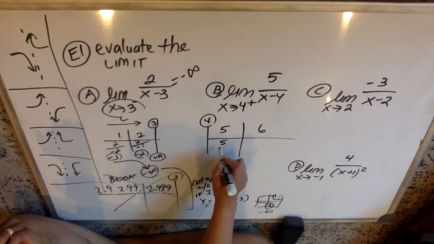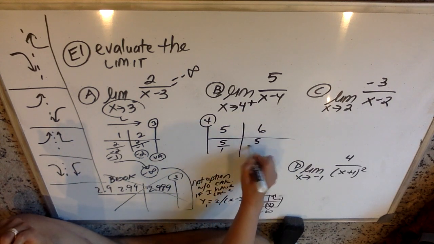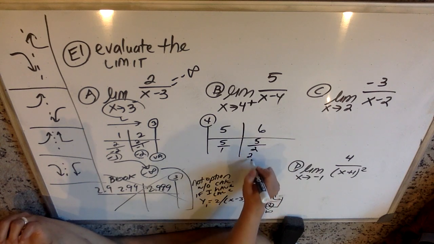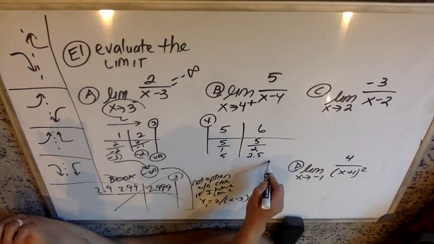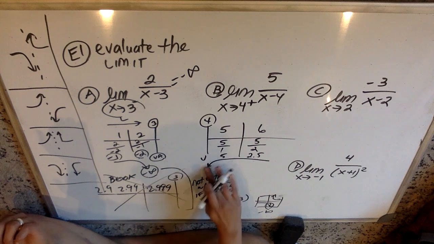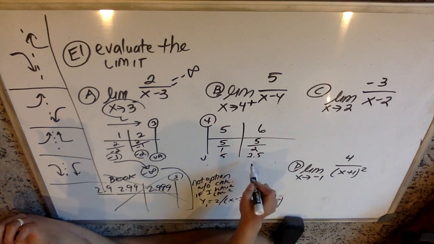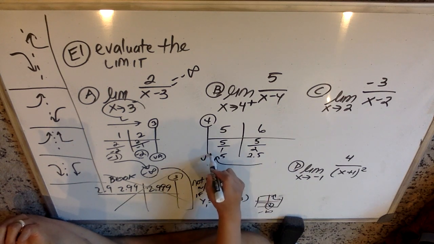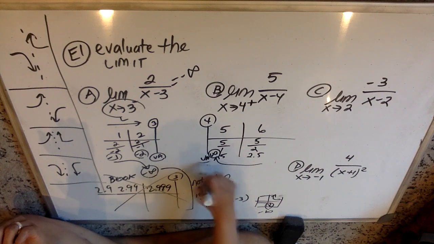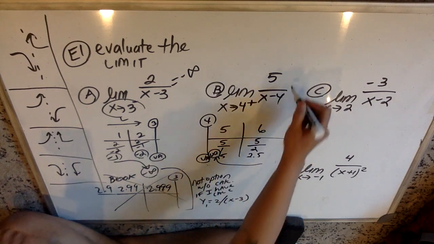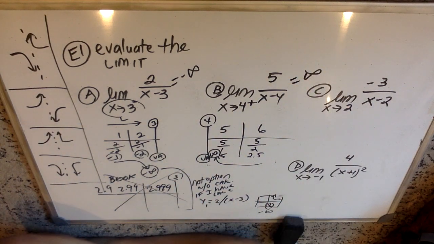So I get 5 over 1 and 5 over 2, right? So this is a 2.5 and this is a 5, which means as I approach the vertical asymptote, sorry, I drew down and I meant to go up. 2.5 is lower than 5, so I'm going up forever, right? As I approach the vertical asymptote, the numbers are getting higher, so this thing is going to infinity.